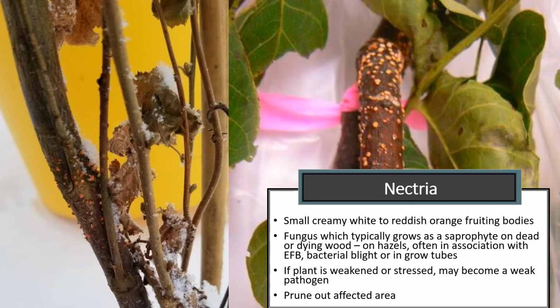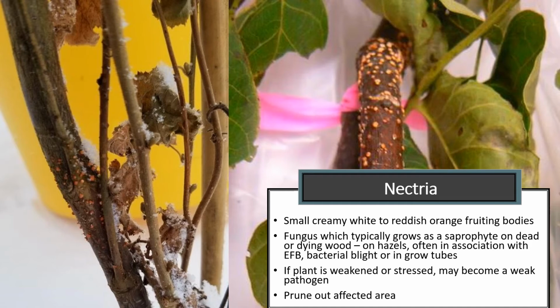Initially, Nectria will make a sunken canker, but it's its fruiting structures that are really distinctive. They produce these initially creamy white, but then bright reddish orange fruiting bodies that occur in rows along the cankers in the tree.